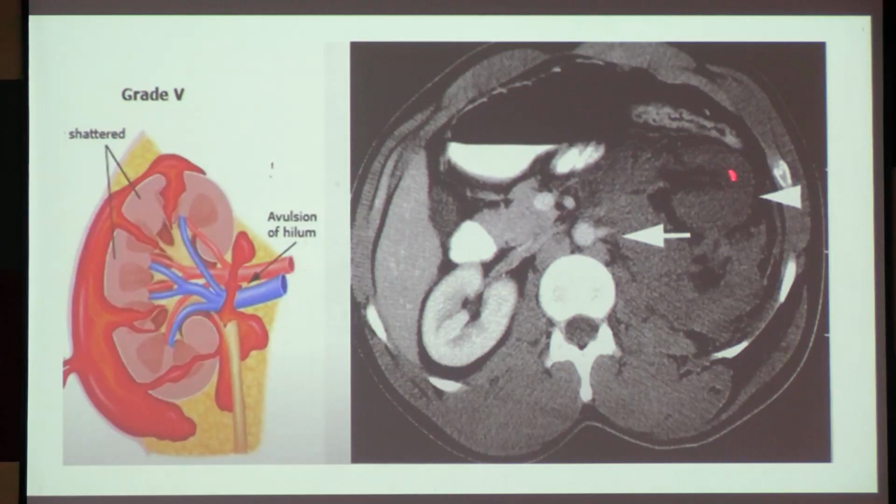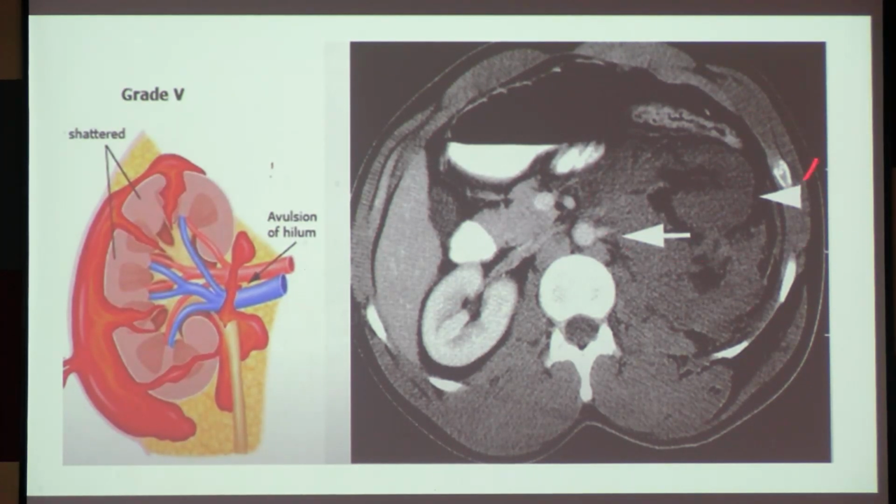What has happened to the left kidney? Can you identify where the left kidney actually is? So the left kidney is this. It has gone way above. Why? Because of a hematoma. That hematoma is because a huge amount of blood loss has taken place.